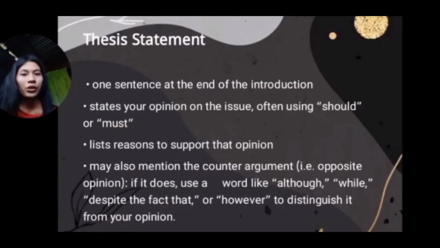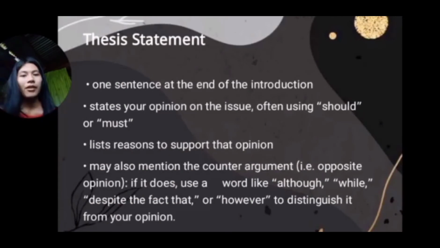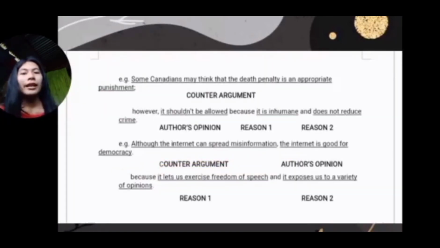Then state your opinion on the issue, often using should or must. However, it shouldn't be allowed because it is inhumane and does not reduce crime. Then list reasons to support that opinion. List those reasons to support the opinion. For example: Although the internet can spread misinformation, the internet is good for democracy.